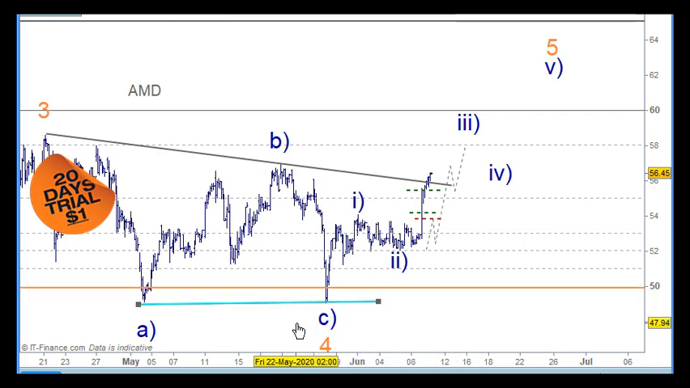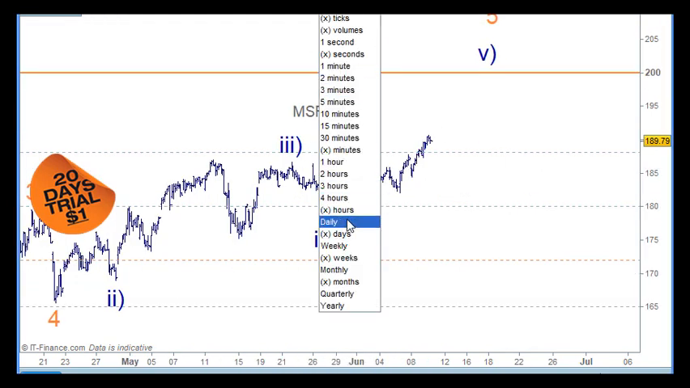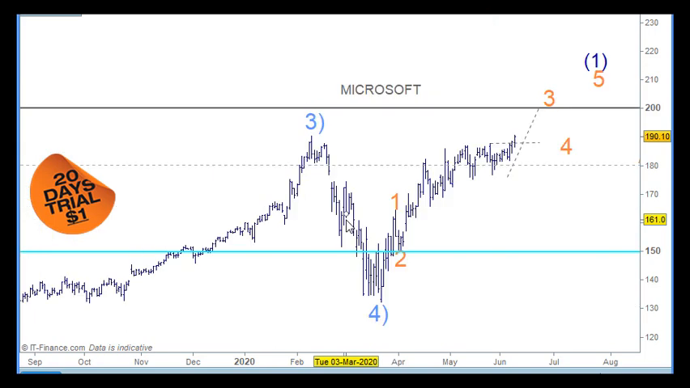So that's that. I'll just save that, and we'll look at Microsoft next. So M for Microsoft. Just go back to the daily chart here for a moment.